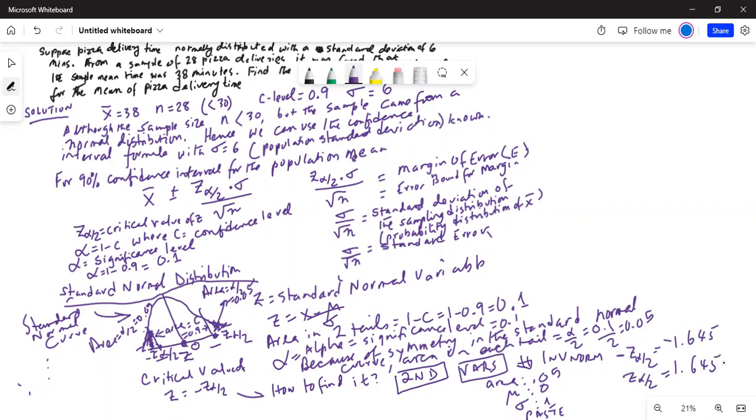Why do we need this? Because we will plug this critical value of z, or z alpha by 2, into the formula for the confidence interval.